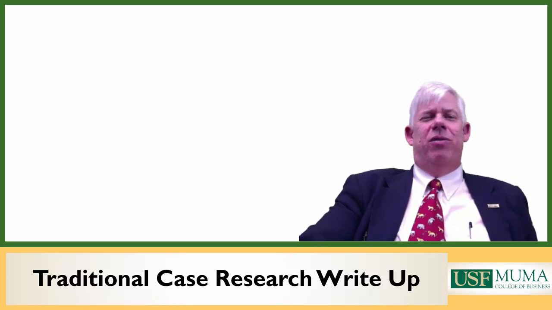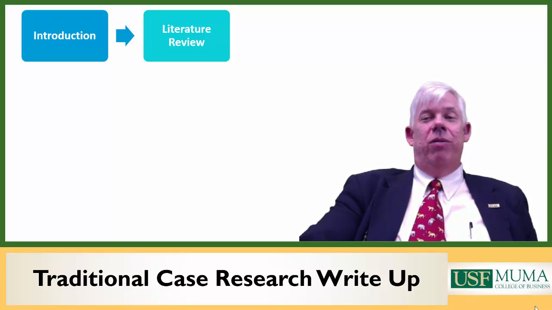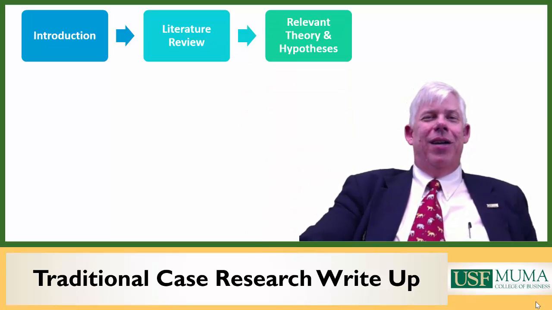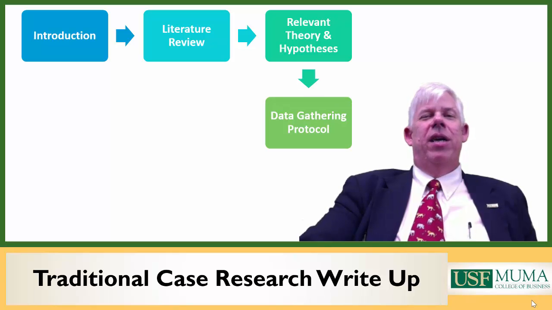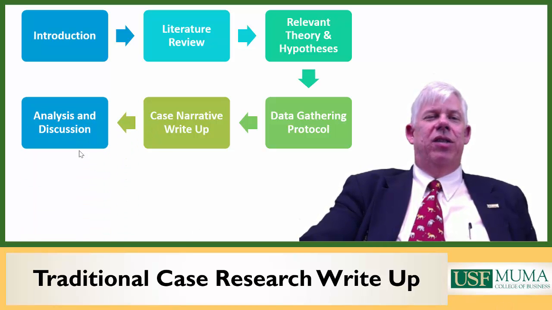So what does this traditional case research write-up tend to look like? Well, it tends to begin with an introduction. That makes sense. We move on to a literature review. If you do not have a literature review in your write-up, what will happen is everyone will assume that you haven't read the literature and then you will not get published. You have relevant theory and hypotheses. Your traditional research is built upon hypothesis testing and theory. You describe your data gathering protocol. You create your narrative of the case. You perform your analysis and discussion, and you come to your conclusions.